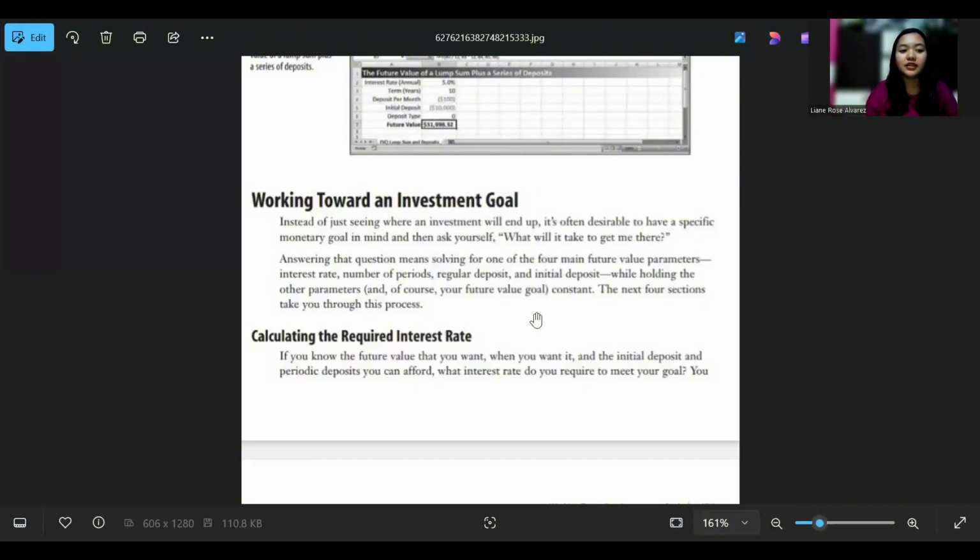The regular deposit is the additional contributions made over time. This is the amount contributed periodically, either monthly or annually, to the investment. Increasing the regular deposit can help you reach your goal faster, and the initial deposit is the starting amount. The starting amount you invest, meaning to say, kumbaga ito yung puhunan na ginawa nating panimula. A larger initial deposit reduces the need for high periodic contributions or longer investment periods.